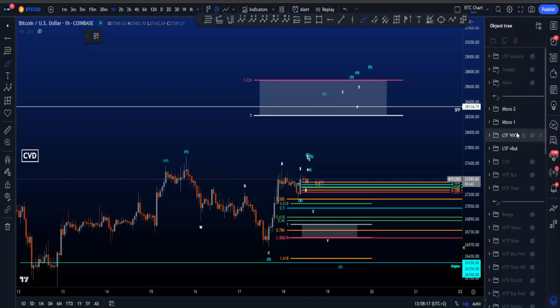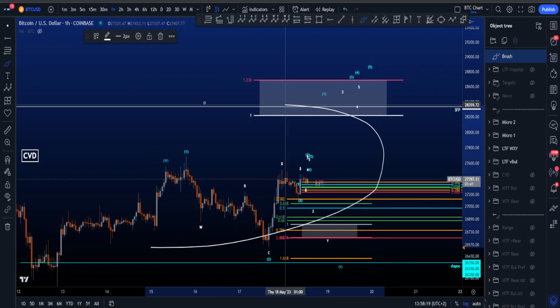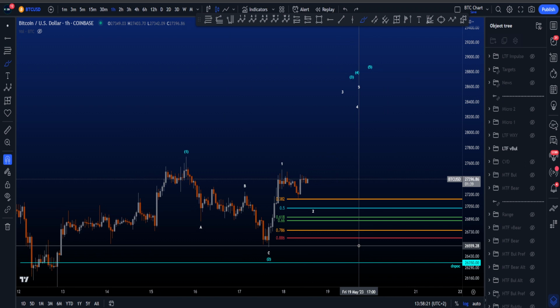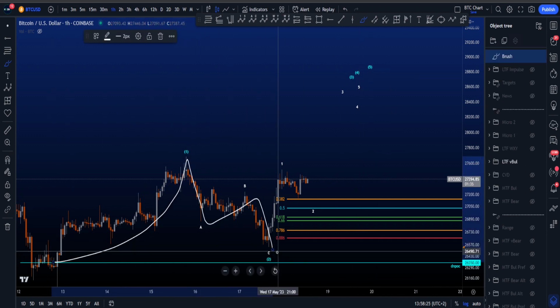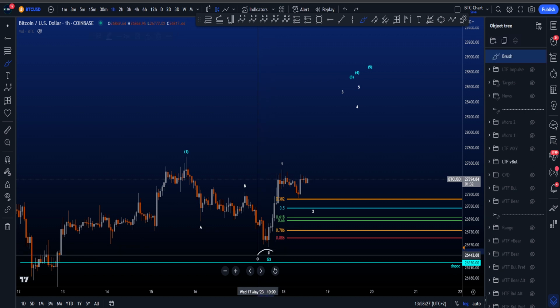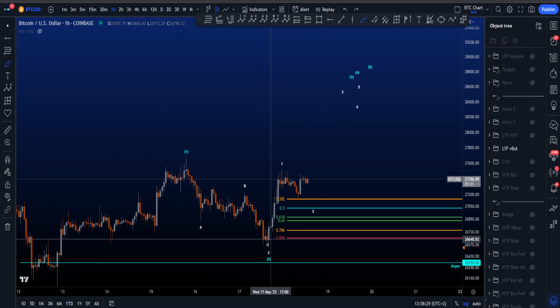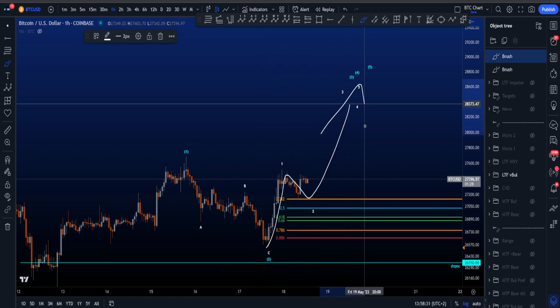Hi everyone, let's have a look at my low time frame and micro bullish and bearish Elliott Wave scenarios on Bitcoin, starting with the very bullish scenario where we're looking at this to be a wave 1 followed by an ABC zigzag in a wave 2, which is the most common corrective pattern for a wave 2. Then we have another wave 1, 2 and then looking for more upside.